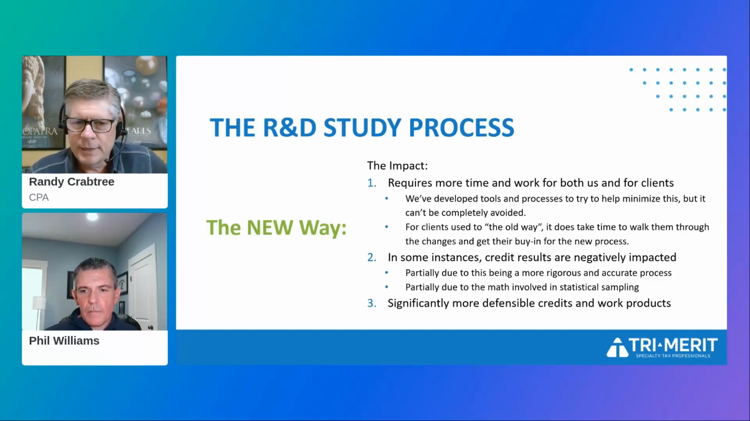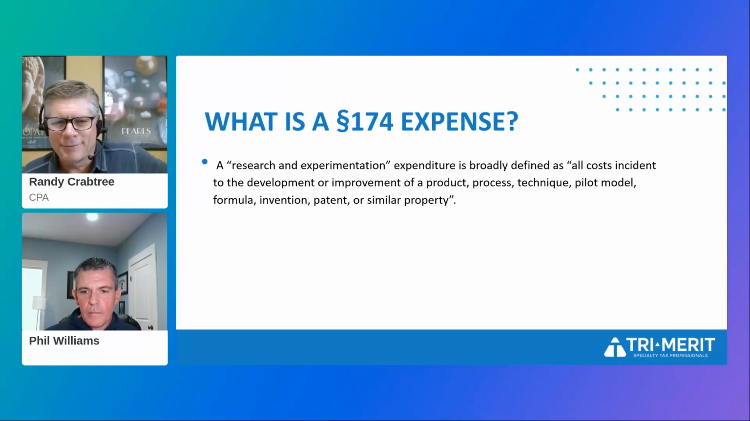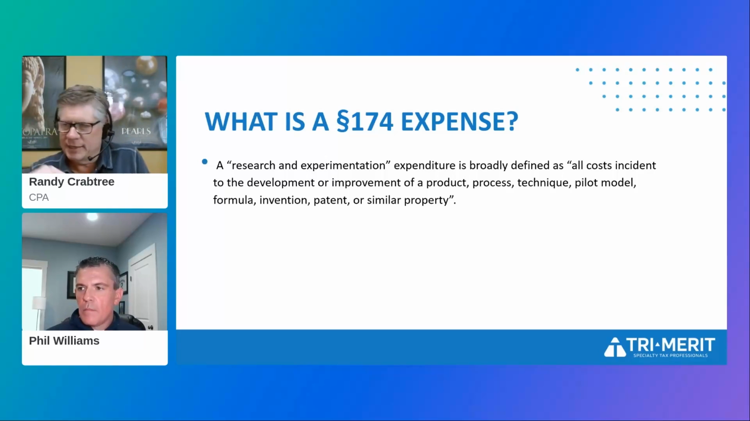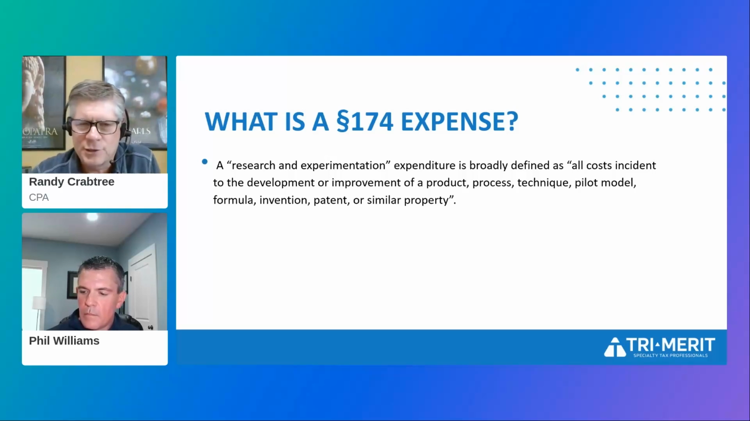All right. Well, Phil, stick around for the 174 discussion. I'm going to go through this fairly quick. We're already at 50 minutes. We already kind of defined what a 174 expense is. It's all costs associated with research and experimentation. The R&D tax credit is for cost. This is the whole big package of costs.